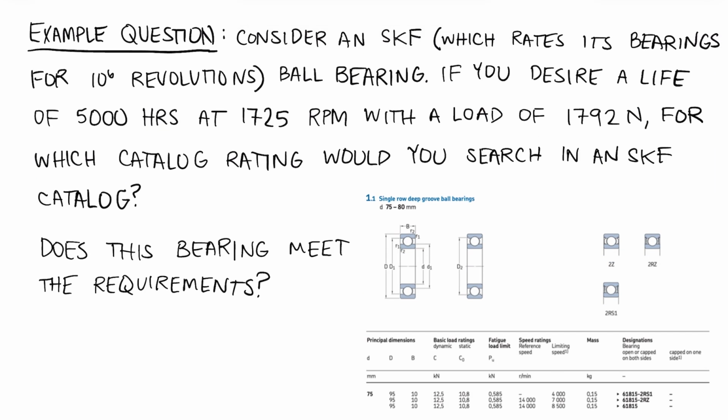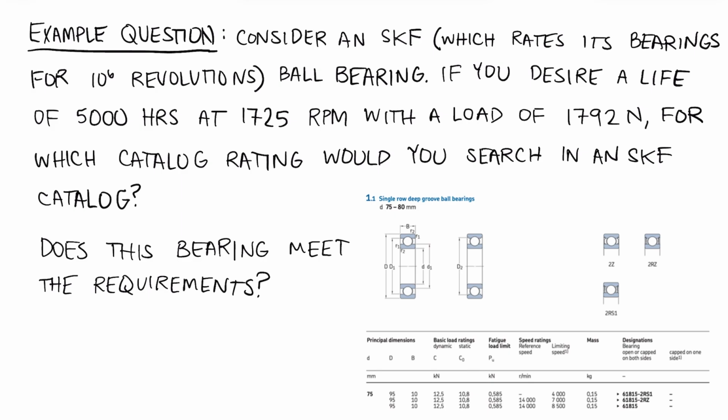Okay, here's our example question. We are going to consider an SKF ball bearing, and we have an application where we desire a life of 5,000 hours at 1725 RPM with a load of 1792 newtons. And the question asks us, what catalog rating should we search for in the SKF catalog? And then we have a picture from that catalog with one particular bearing that we could consider, and we're asked, does this bearing meet the requirements for our application?